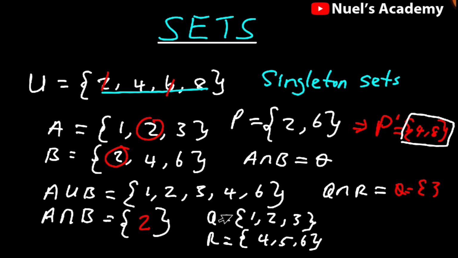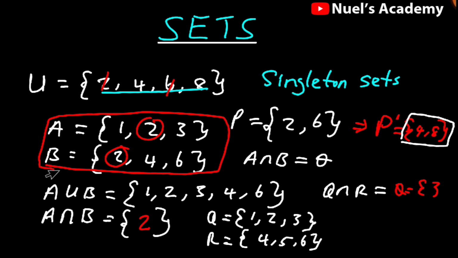Now what if they have an intersection, just like in this case? If they have an intersection, they are called non-disjoint sets. That is, their intersection, let's say Q intersection R, is not equal to the empty set.